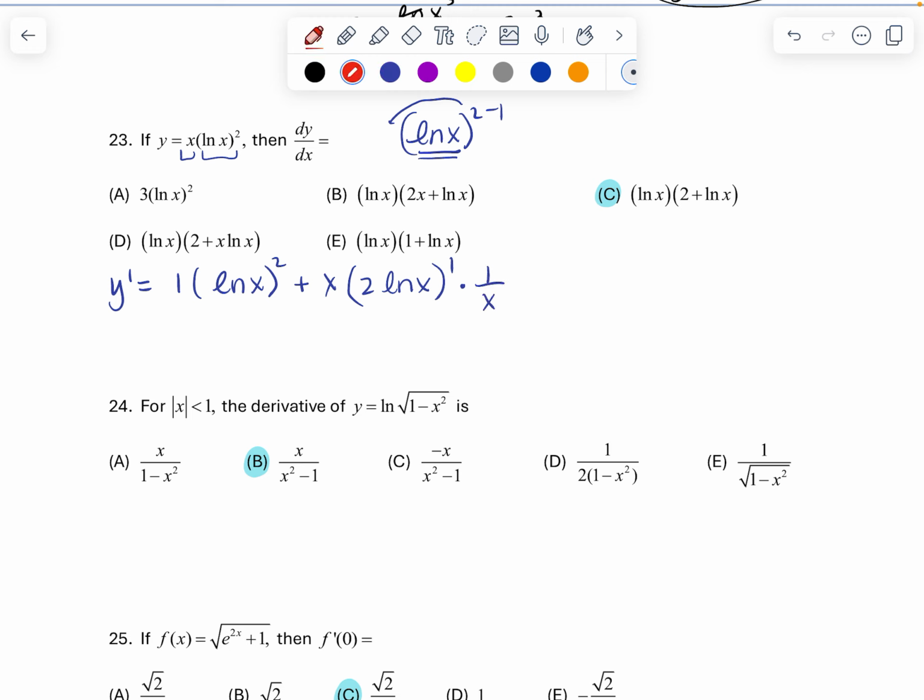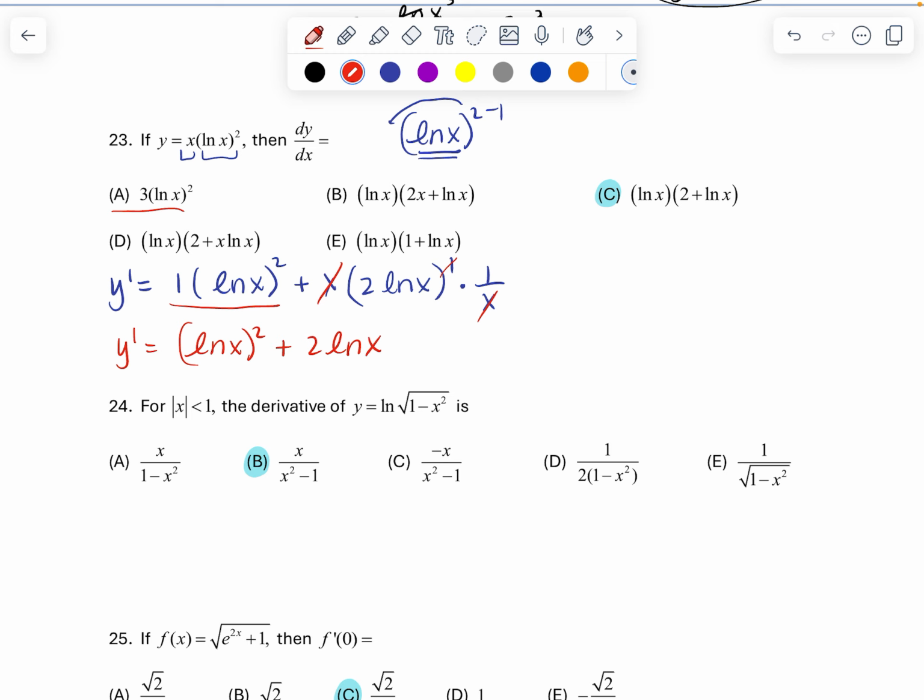Okay, now let's do a little bit of cleanup here because it looks kind of gross. Okay, 1 times ln of x squared is still ln of x squared, plus, notice that the x's cancel out. This 1 is completely irrelevant, so it's just 2 ln of x. Now, when I look at my answers, I'm like, okay, that's not there. There is no ln of x squared, except for A, but that's not the answer, right?